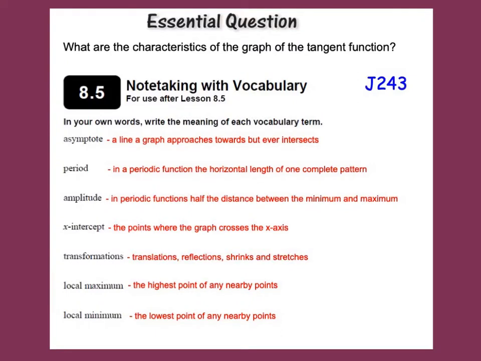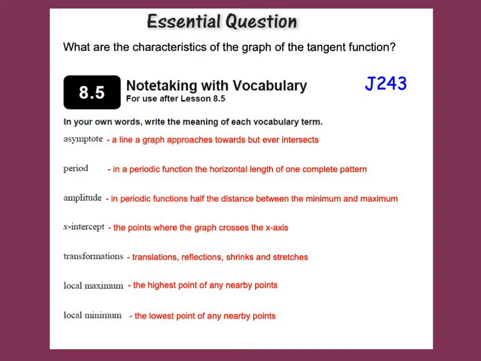The essential question of this lesson is, what are the characteristics of the graph of the tangent function? The vocabulary words start with the word asymptote, a line a graph approaches but never intersects. The period: in a periodic function, the horizontal length of one complete pattern. The amplitude: in a periodic function, half the distance between the minimum and the maximum.